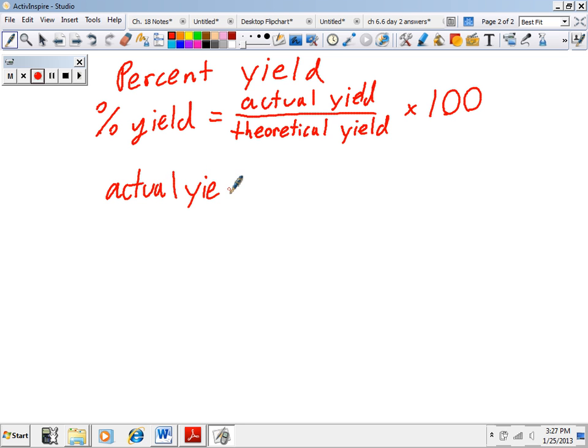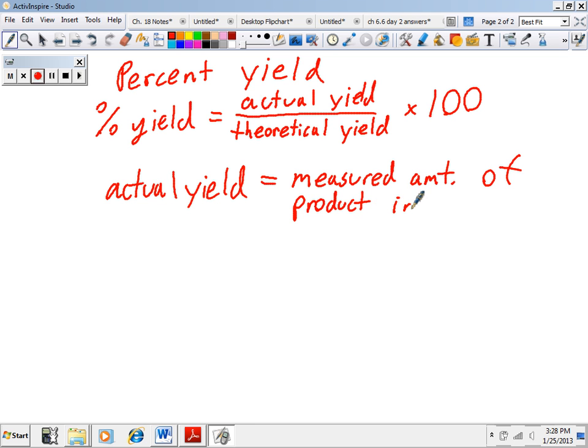The actual yield is what you measure in the lab. It's the amount of product that's actually left over in the lab after the reaction takes place. So it's the measured amount of product in the lab. If we're not in the lab, which you're not today, your actual yield is going to be given in the problem. And we'll see what that looks like.